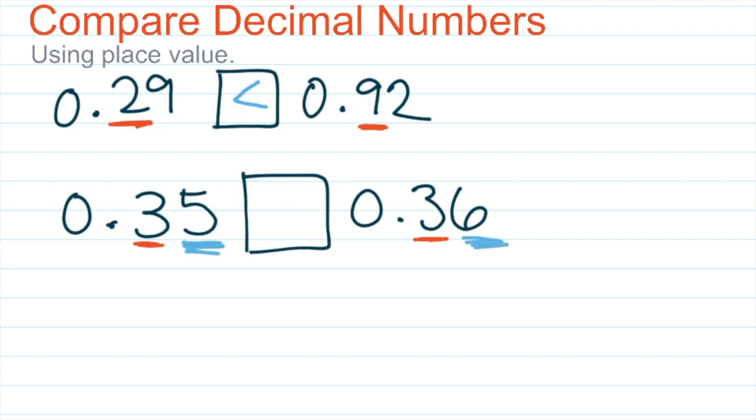Okay, so let's go back a little bit and think. If the tens place is the same number, you need to go to the hundreds and compare the hundreds. Just when the tens place is the same number, which is the case here. So now we are comparing the 5 to the 6, and we know 5 is less than 6, so that means 0.35 is less than 0.36.